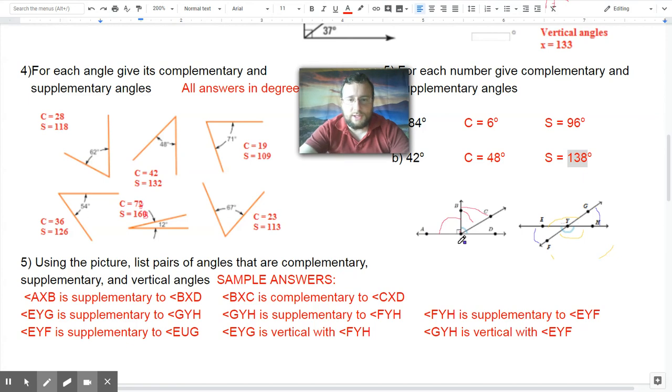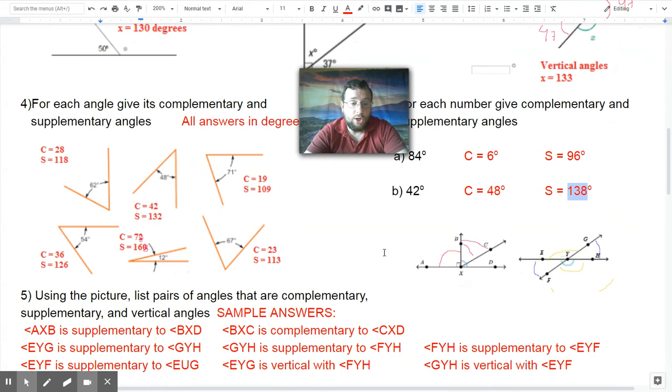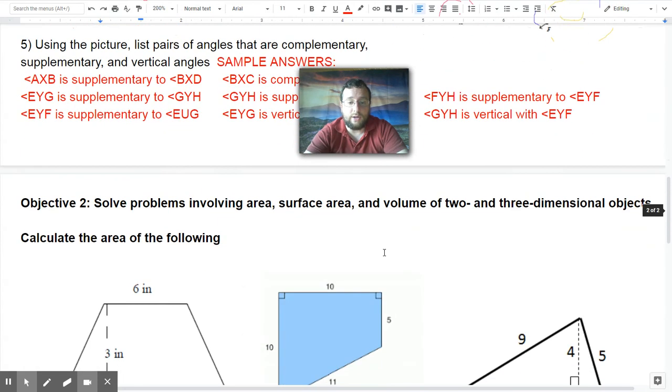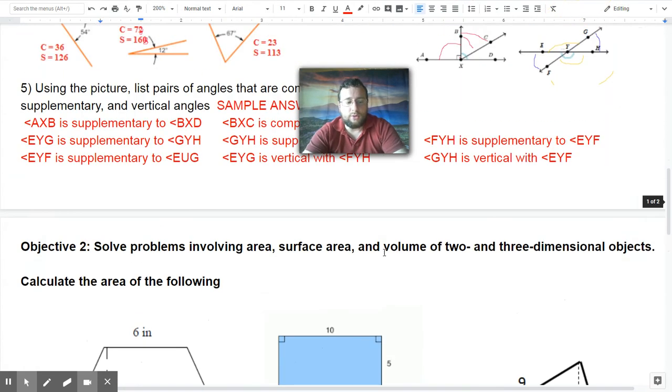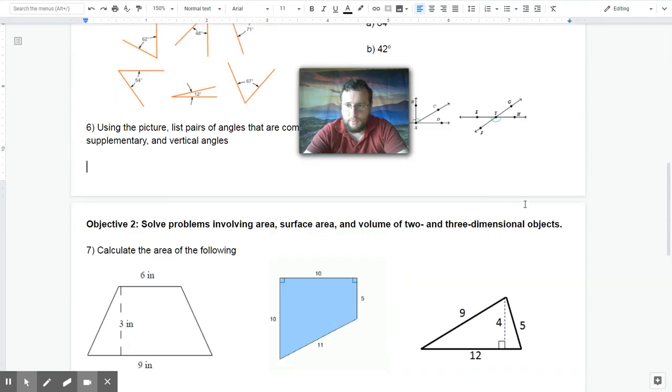We have reviewed in this video the skills associated with objective 1 so far of this test. But there's also a second objective, which has to do with figuring out the areas of figures. So going back to this right here, we're going to start with areas for two-dimensional pictures. Now, these are both trapezoids.